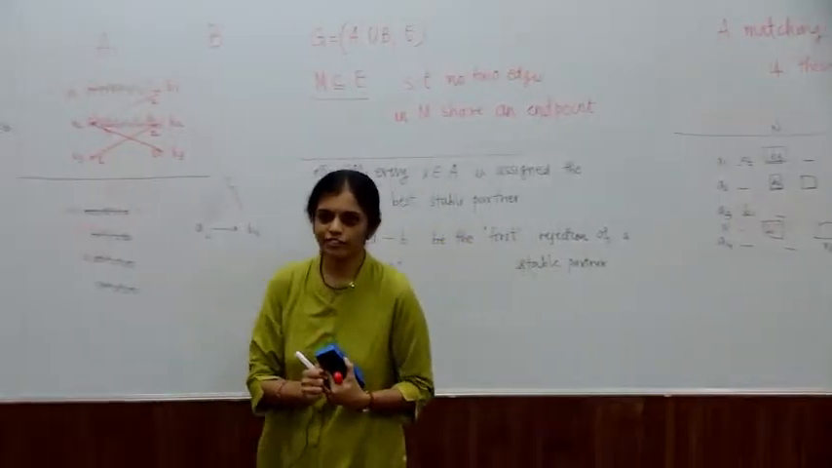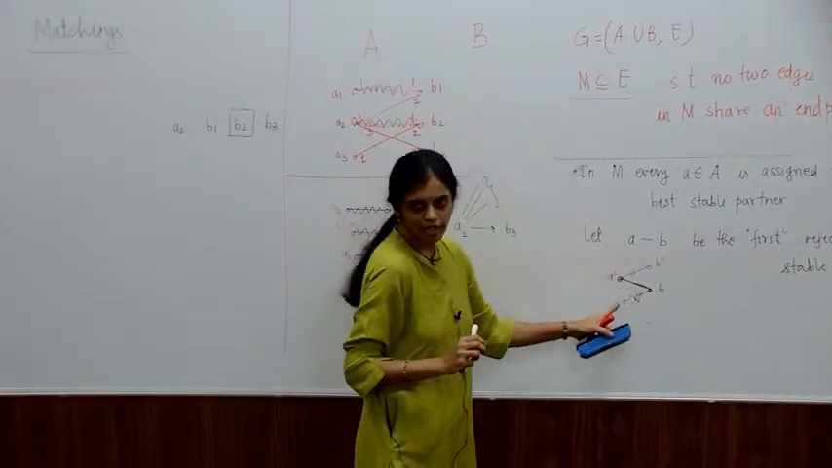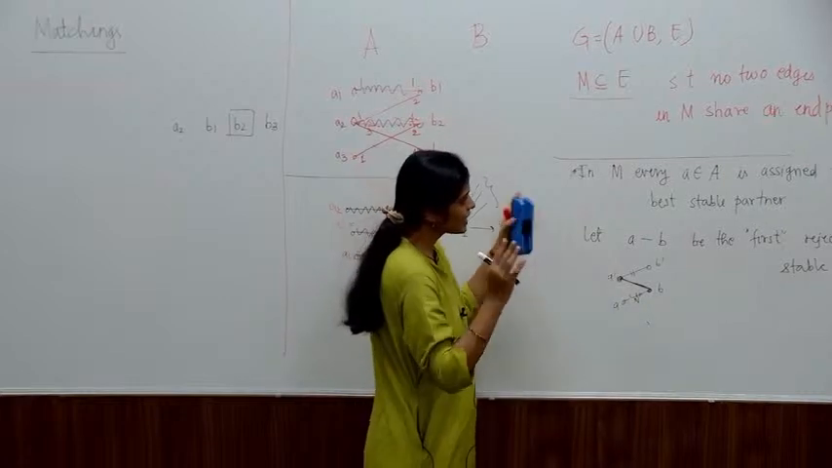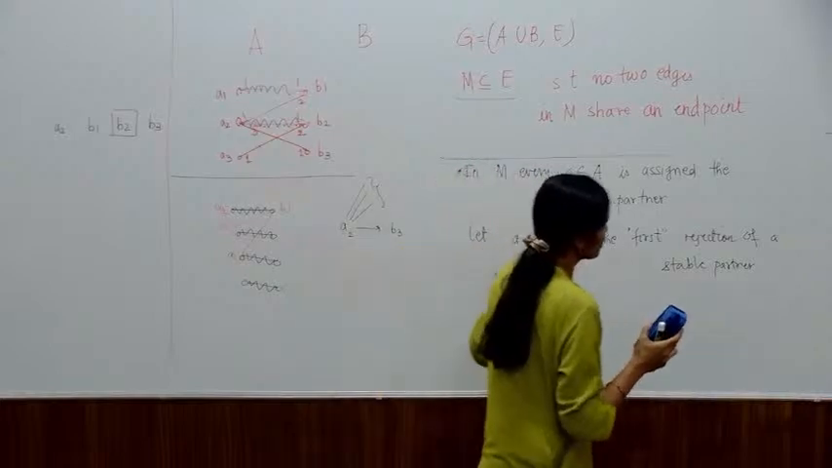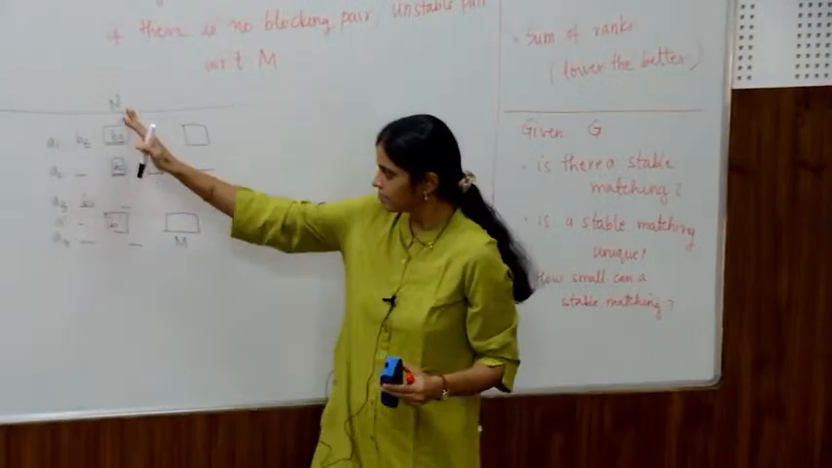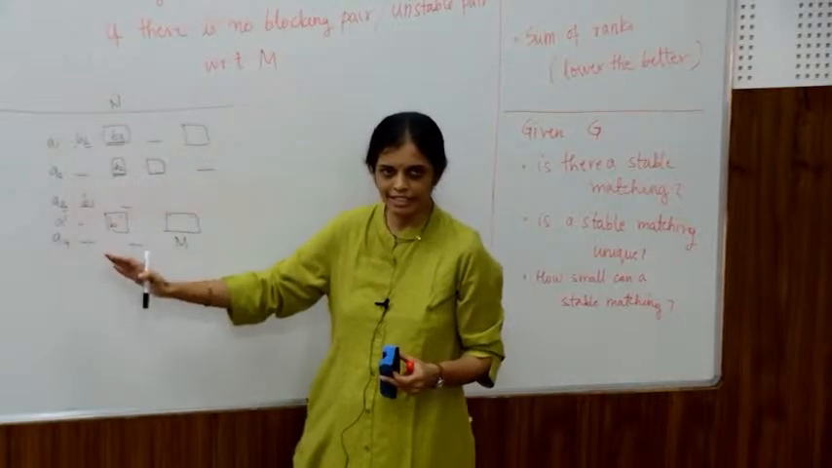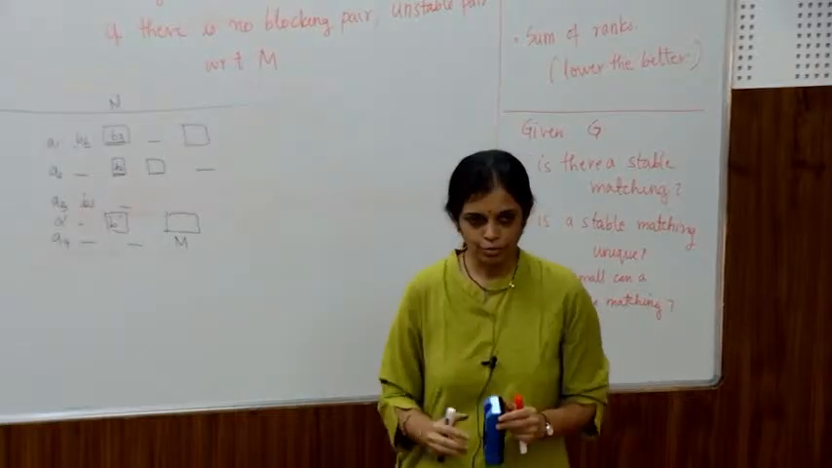So therefore this first rejection of a stable partner does not exist, which means that there is no rejection of a stable partner. In fact, if you pick up the first vertex here, it is indeed a stable matching. It is indeed the matching that we produce, right?